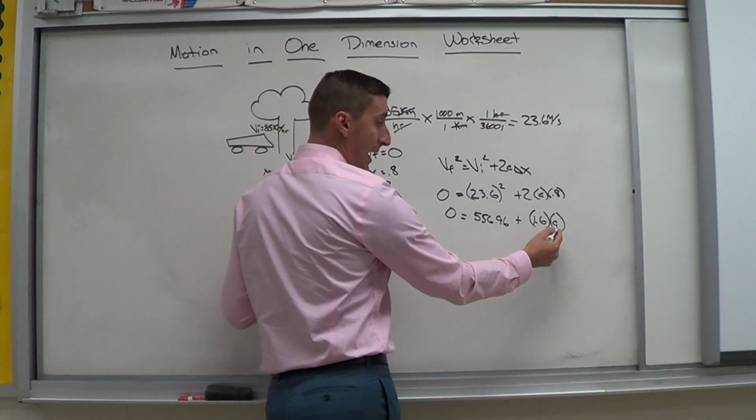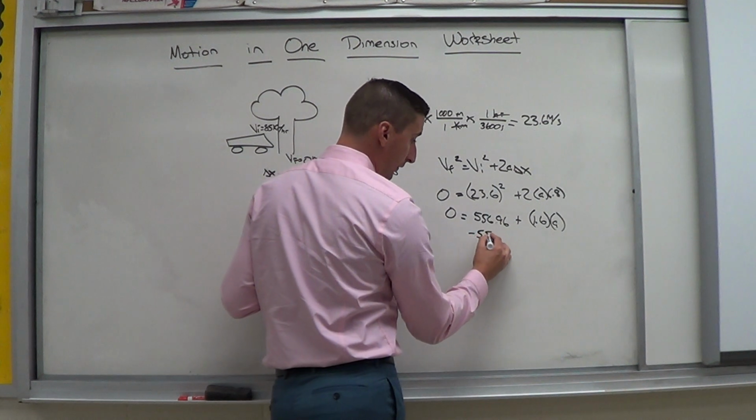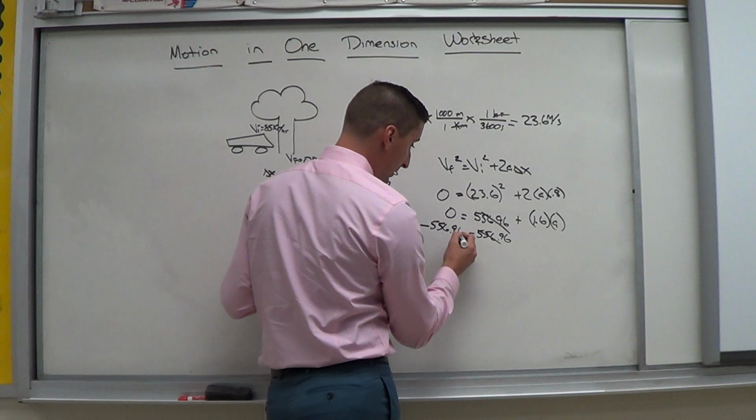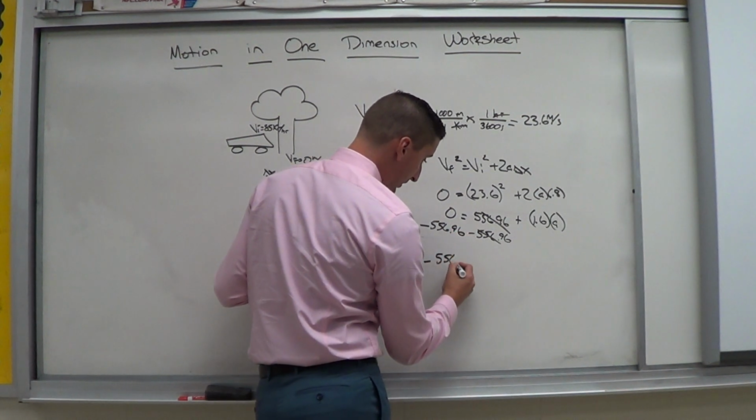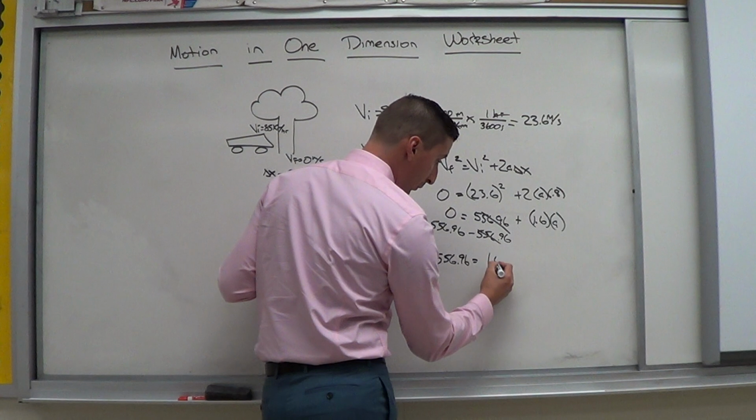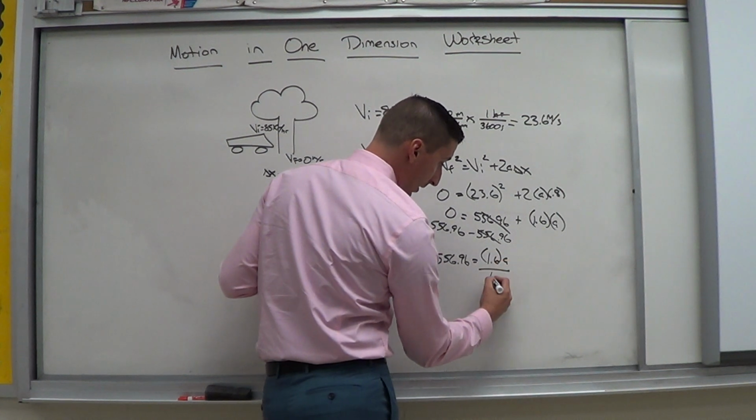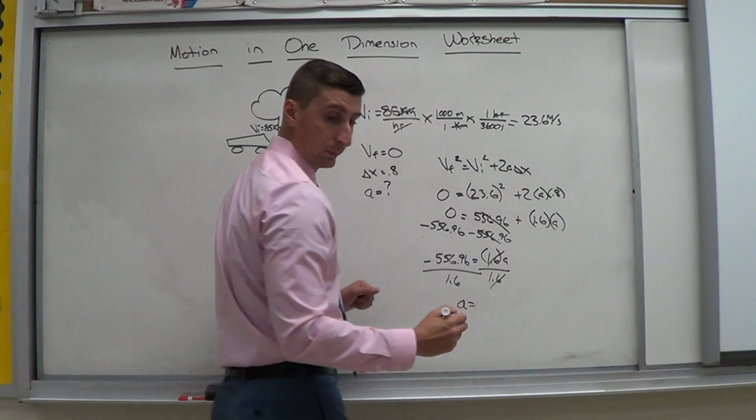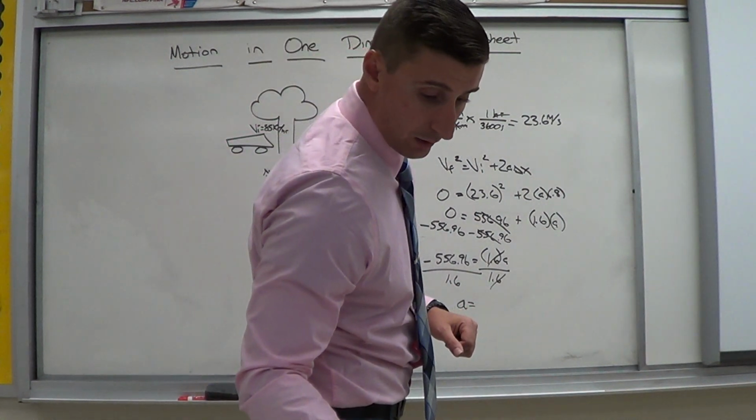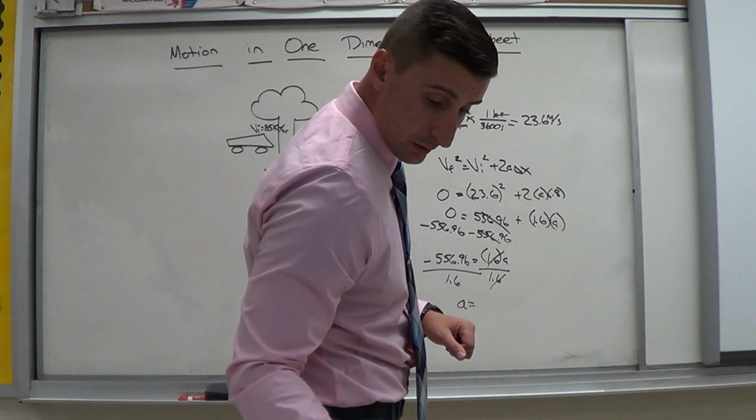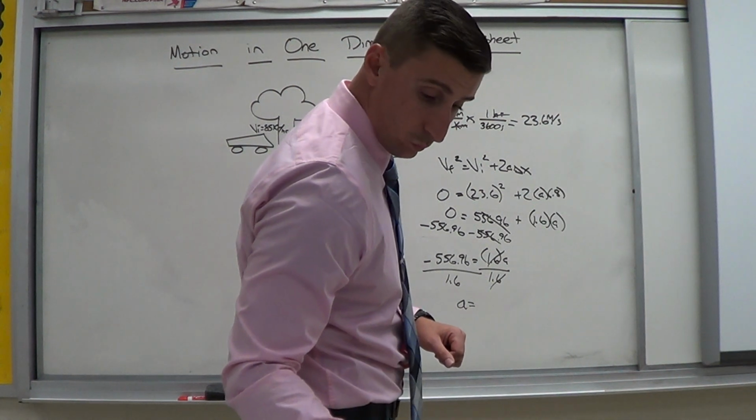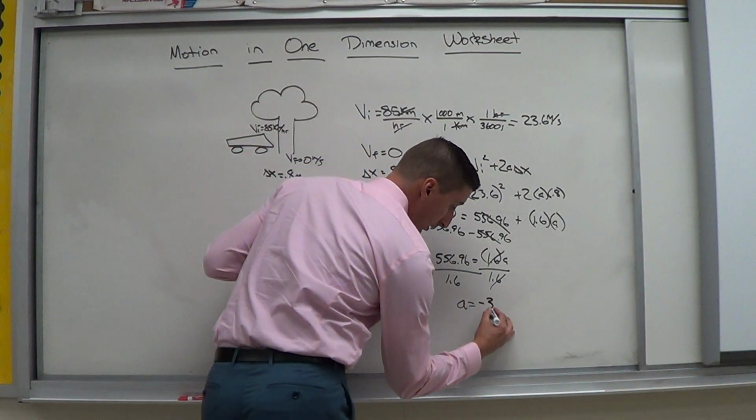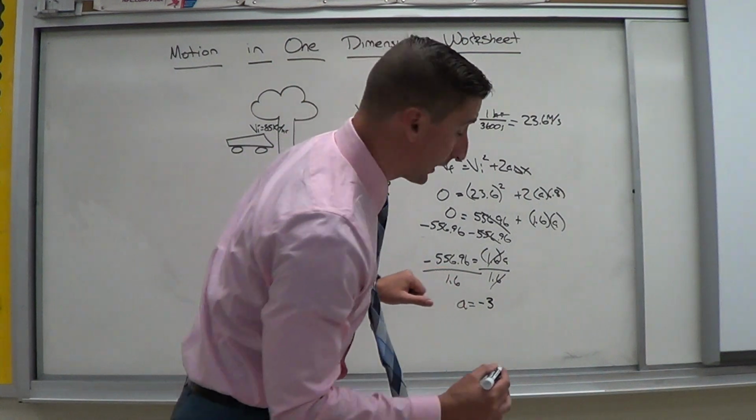So to get this by itself, I'm going to subtract this first. 556.96 cancels out. Minus 556.96, so I'm left with negative 556.96 equals 1.6 A. Divide by 1.6, cancels out, 1.6 A equals negative 556.96 divided by 1.6. Get negative 348, sorry, 348.